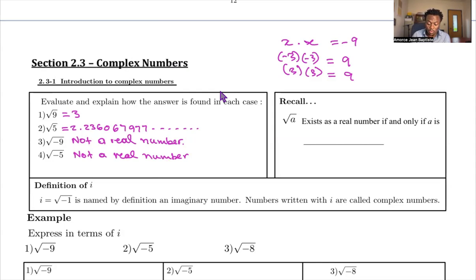So basically, what we want you to remember is that the radical of a number exists only if this number is a positive number. The square root of a exists as a real number if and only if a is positive. If it's not positive, then you don't have a real number.